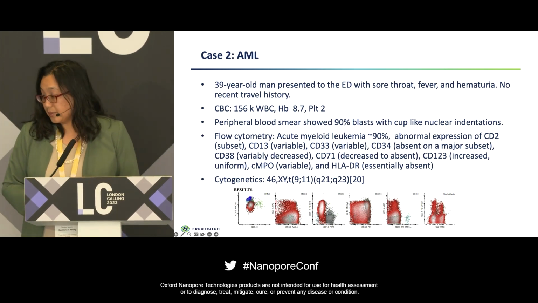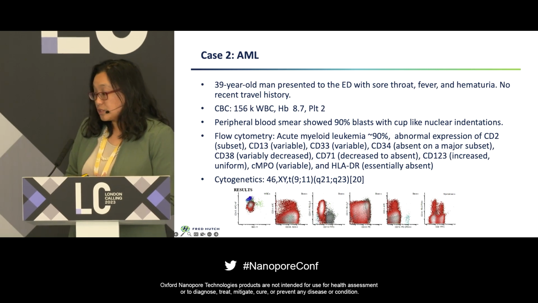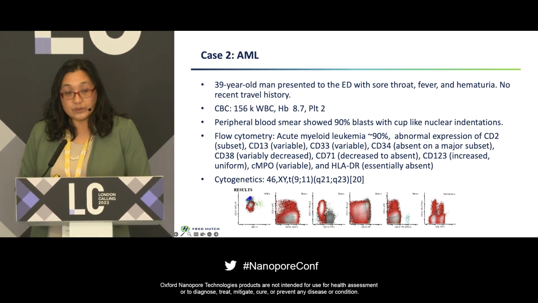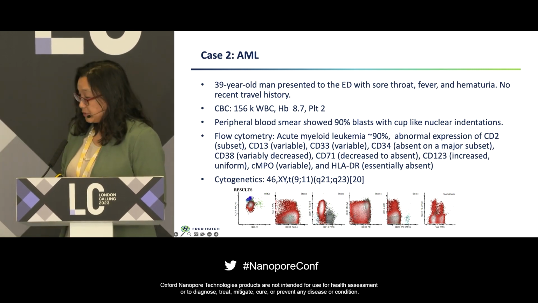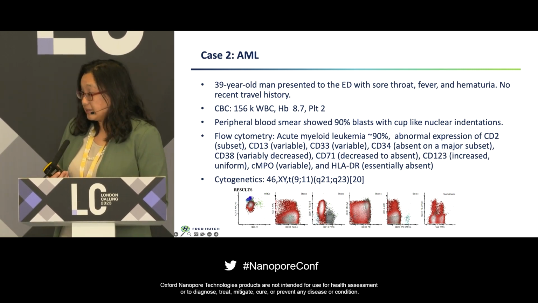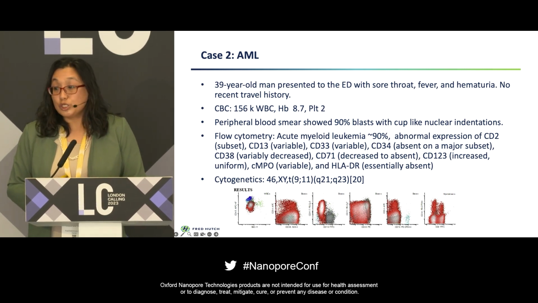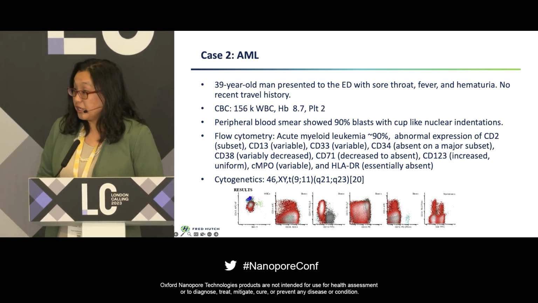Second patient is an acute myeloid leukemia patient. This is a 39-year-old man. He actually presented to the ED with sore throat, hematuria, and was discovered to have an extremely high white count, 156,000, and showed 90% blasts. And so cytogenetics did show translocation involving the KMT2A gene.